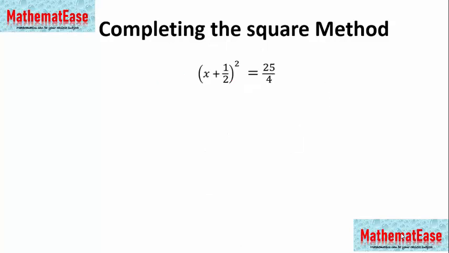The next thing I will do here is take 25/4 back to the other side of the equal sign. So that will give me (x + 1/2)² − 25/4 = 0.